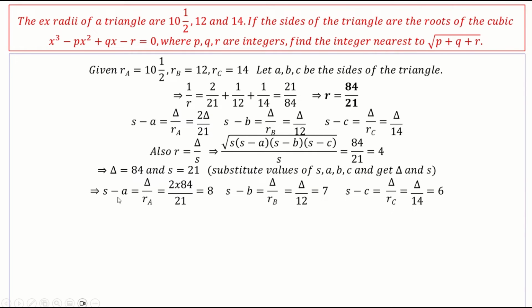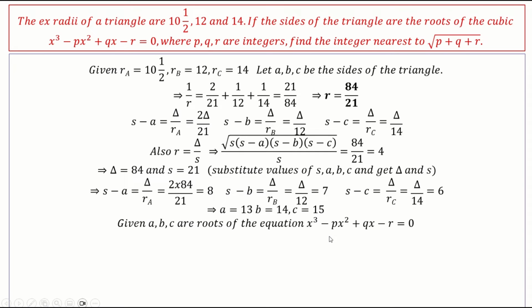Now, S minus A, of course, we are just substituting the area value here, which is 84. So you will get 8. S minus B is 7. S minus C equal to 6. From this, we can easily get the ABC values. So ABC equal to 13, 14, and 15 respectively. Okay. Now we have these values.